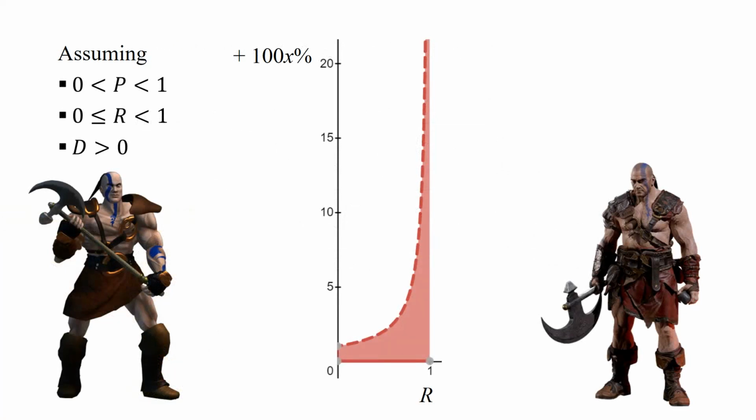All right, so again, given our assumptions, we have p is greater than 0 and less than 1. r can be greater than or equal to 0, but it must be less than 1. And d is greater than 0. And again, r being less than 1 really makes sense because we did say we're not thinking about breaking physical immunity, right? So in other words, r is not equal to 1.